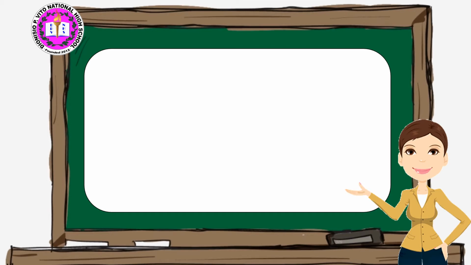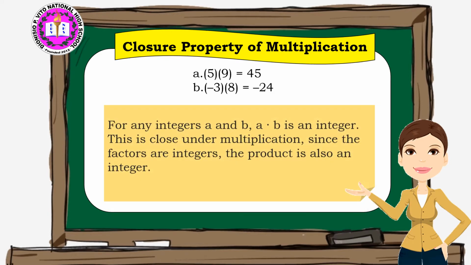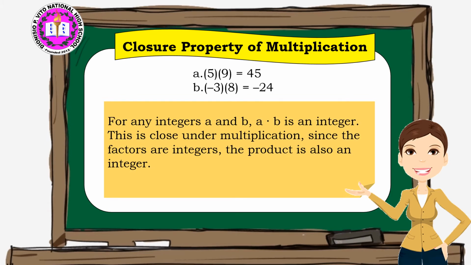The next property that we have is closure property of multiplication. For example, 5 times 9 is equal to 45. And negative 3 times positive 8 is equal to negative 24. For any integers a and b, a times b is an integer. This is closed under multiplication since the factors are integers. The product is also an integer.